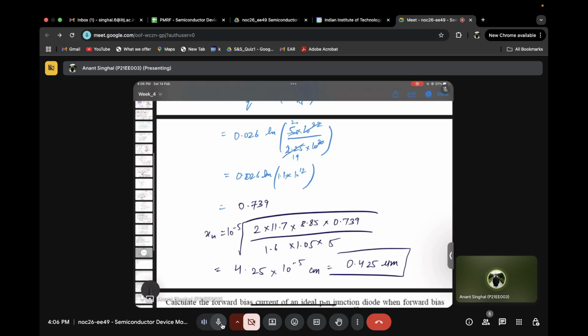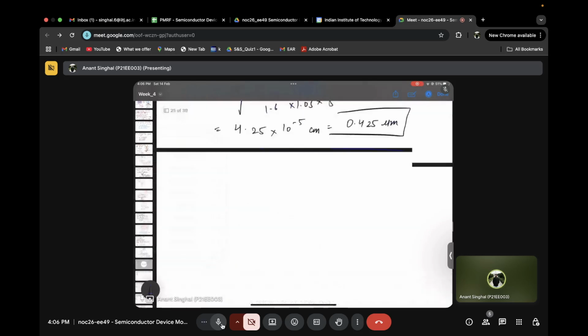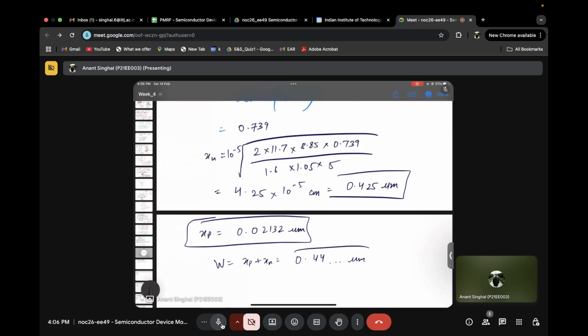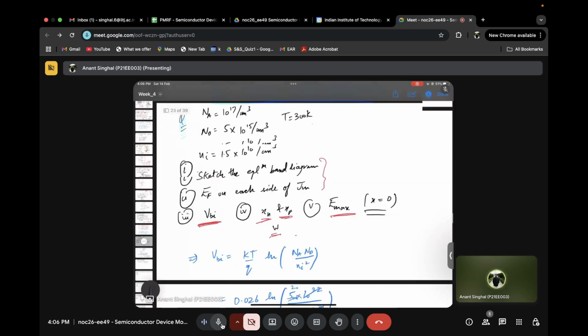You can check the calculations again. So XP, if I try to calculate, will come out to be 0.02132 micrometer. So you can clearly see XP is at least one order smaller than that of XN. And the final depletion width would be XP plus XN, and this should come out to be something like 0.44 micrometer. You can also do it at home to get the final answer.